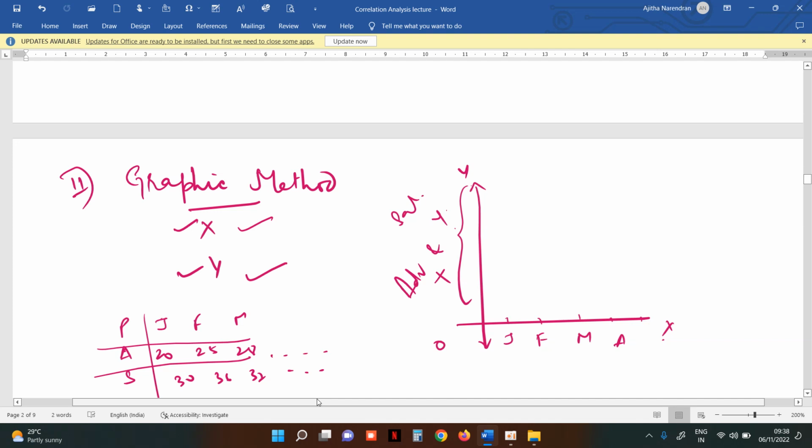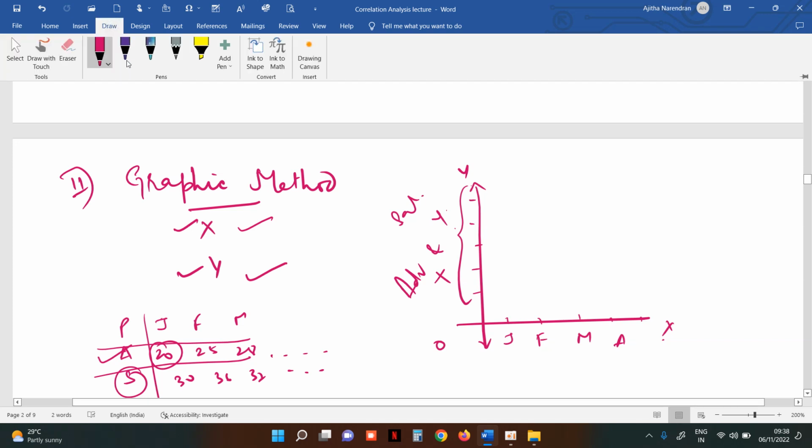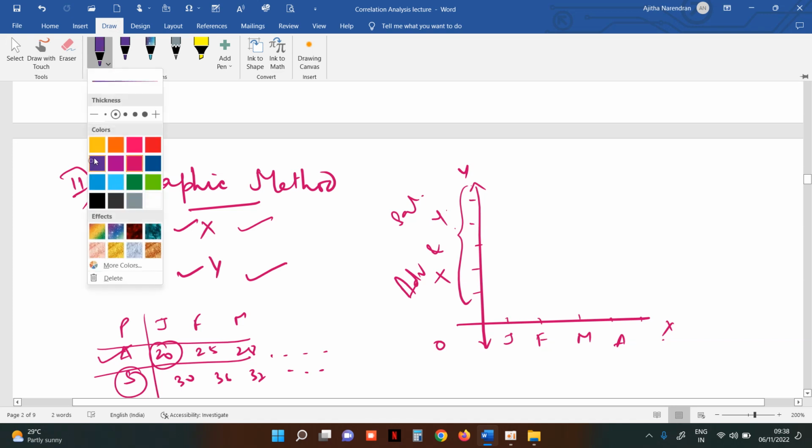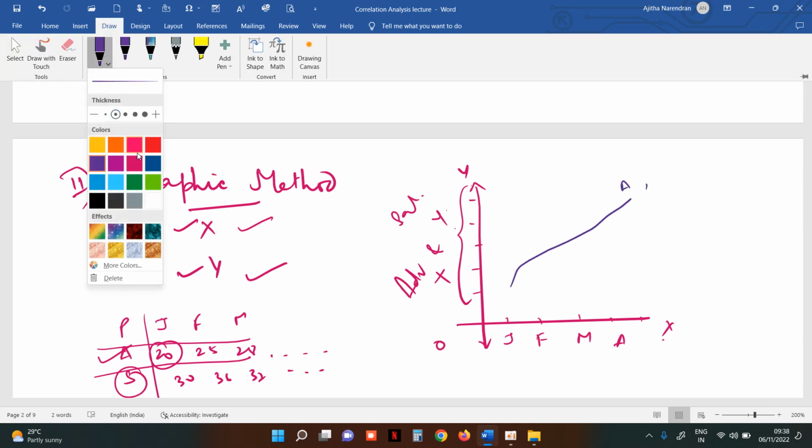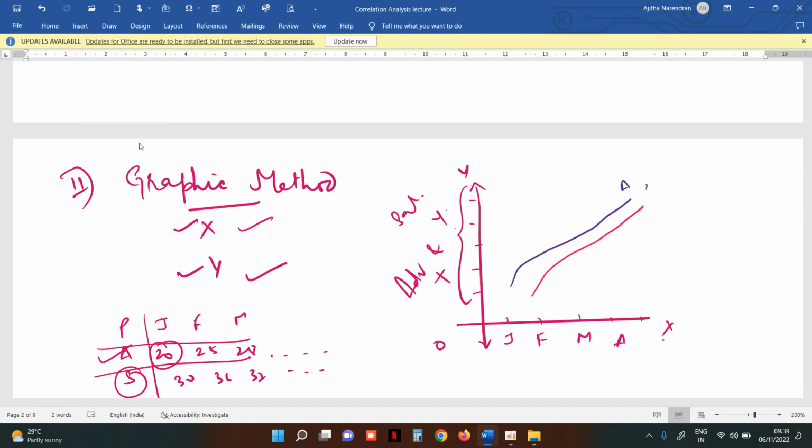If January advertisement is 20, before plotting the graph you should check what is the maximum value and what is the minimum value, and accordingly plan what values you have to put and with what gap. In case you have advertisement and sales, for example, this is my advertisement curve, going like this, and one more curve I am going to draw, this one. This is your sales curve. So both are moving in the same direction.